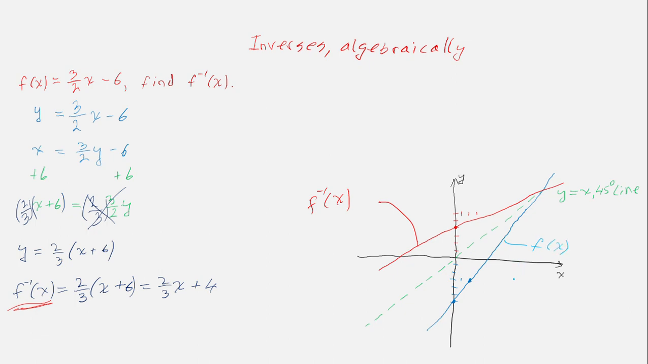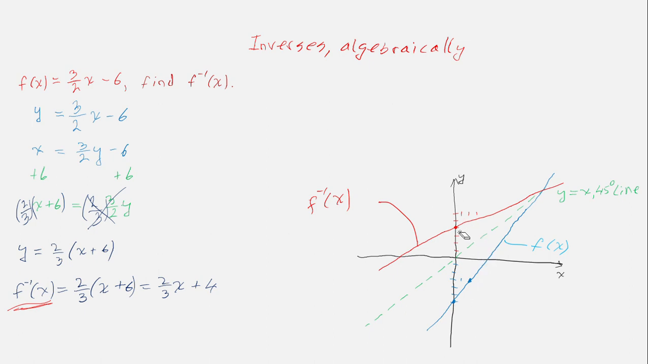Now we should be able to see that they look like they're reflections of each other, right? Over this y equals x line. They should also cross each other at the place where they cross the 45-degree line. That's always the case. Whenever the original hits the 45-degree line, that's the same place where the inverse is going to hit that same line, right?